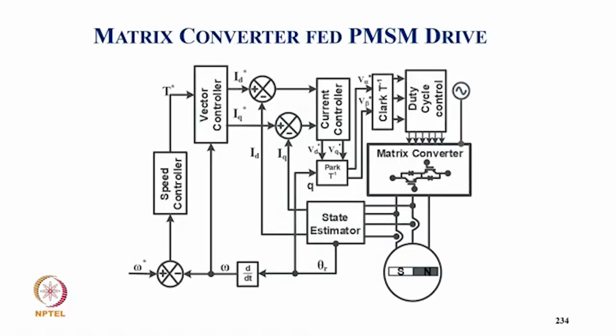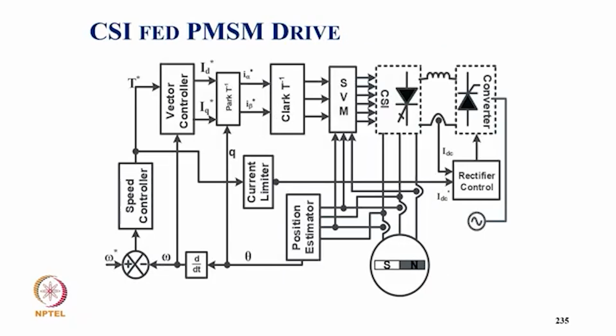And similarly for the matrix converter, we again sense voltage and current, from which we calculate position and IDIQ, and from position we get speed, and then the speed controller gives the torque reference. From the torque reference we get IDIQ star, and from the estimated IDIQ we go to the current controller, from which we get the VDVQ reference. Then from position we have the inverse Park transformation, and then from V alpha beta star through the inverse Clarke transformation we get VA, VB, VC reference voltages for duty cycle control of the matrix converter.